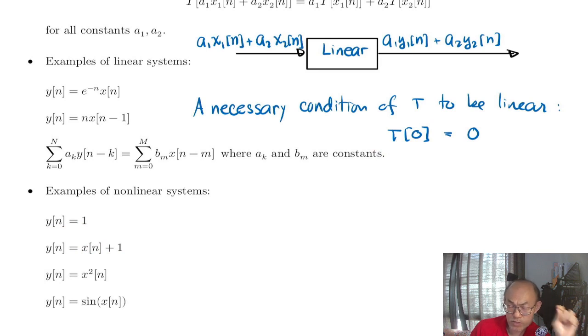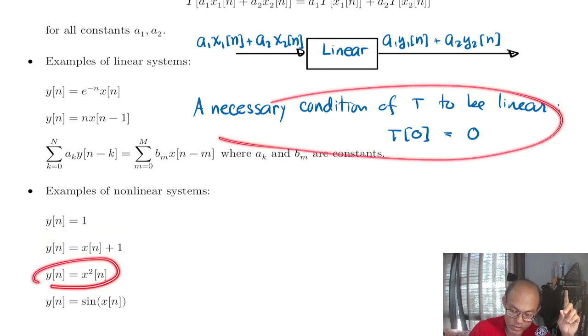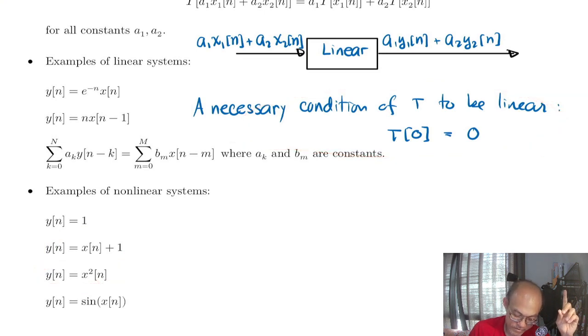For it to be linear, this one has to be true. Whenever the input is 0, the output has to be 0. This is a necessary condition. But here, you see that this one, if x is 0, y is 0. But how come this one is not linear? Because this condition is necessary, but not sufficient. It is only necessary. You can say that this is not linear, but you cannot say that this is linear. Looking at this condition, you have to further test it. Okay.